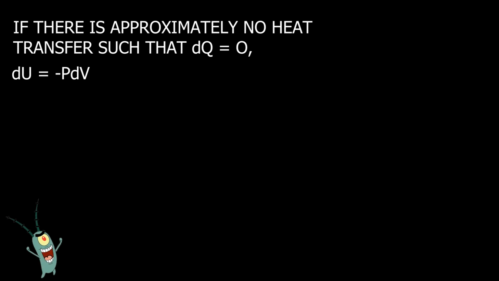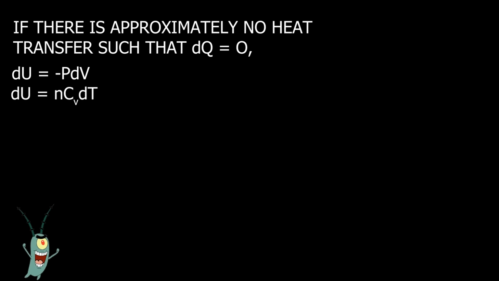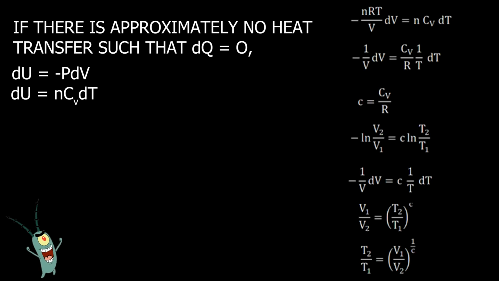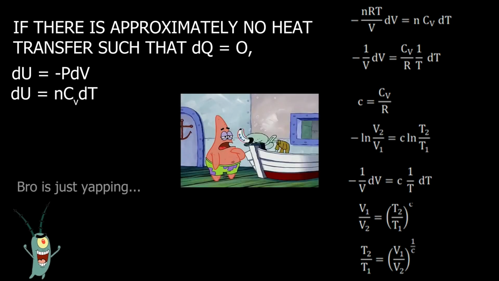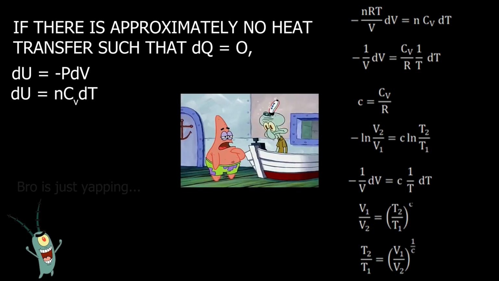by -P times dV. We can relate energy to temperature because the change in internal energy is also equated to the moles of gas multiplied by the heat capacity of the gas times dT. Under ideal circumstances, we can see the derivation of the following equation gives the final form T2 divided by T1 equals V1 over V2, raised to the 1 over C.